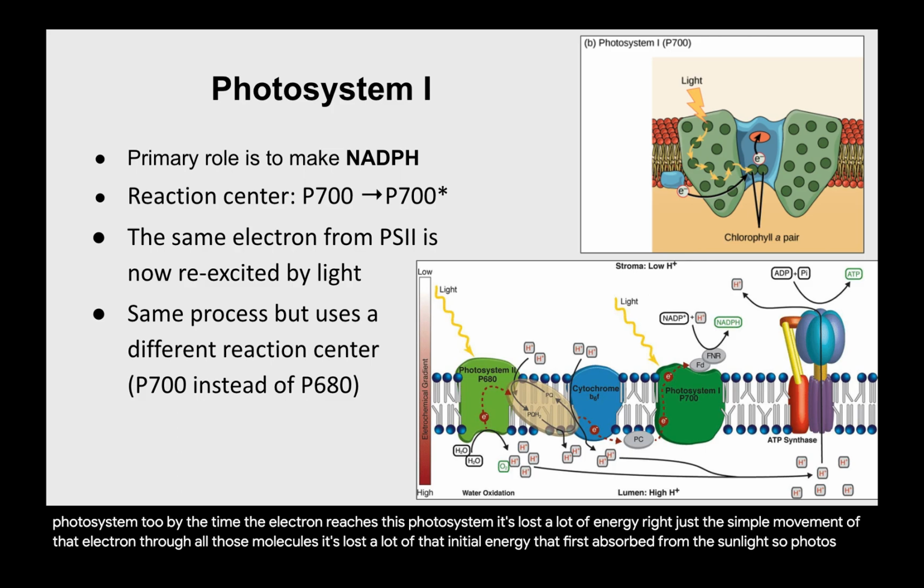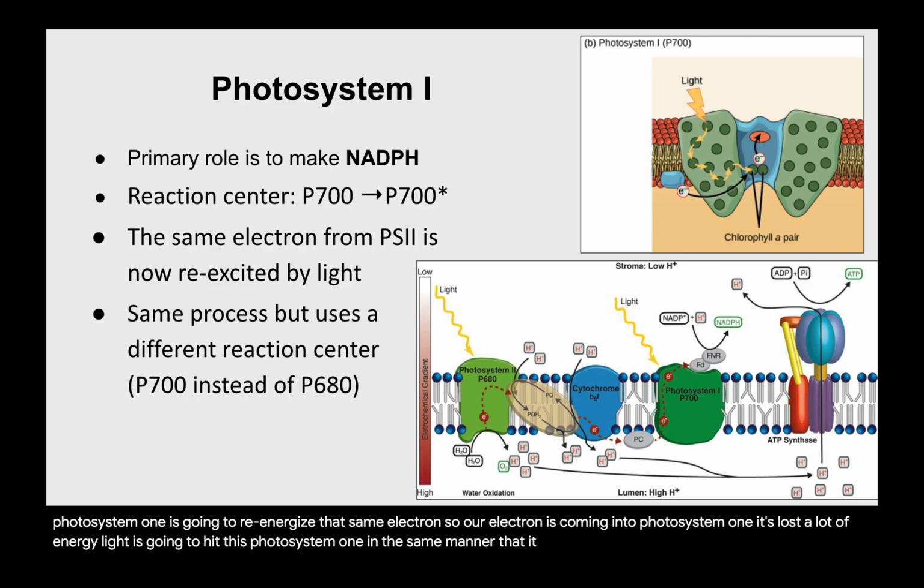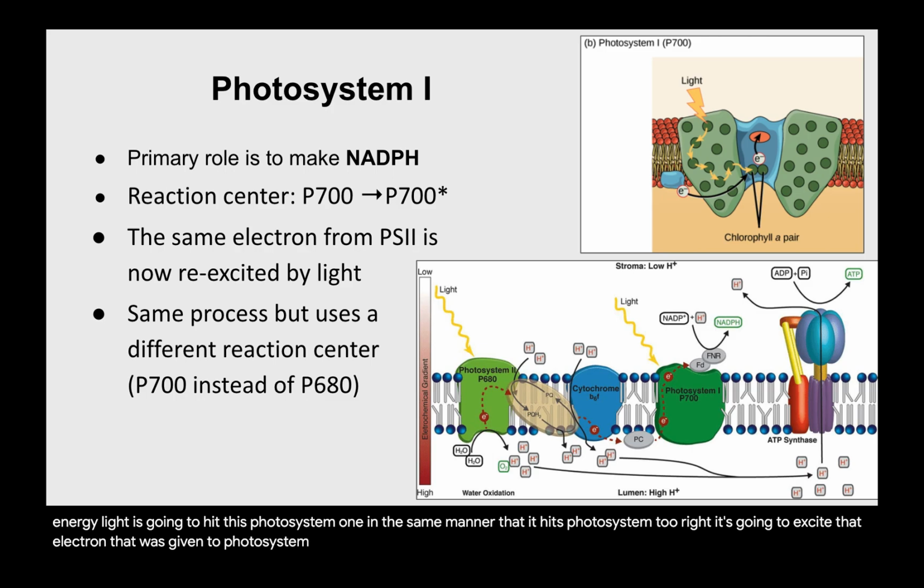So photosystem 1 is going to re-energize that same electron. So our electron is coming into photosystem 1. It's lost a lot of energy. Light is going to hit this photosystem 1 in the same manner that it hits photosystem 2. It's going to excite that electron that was given to photosystem 1.